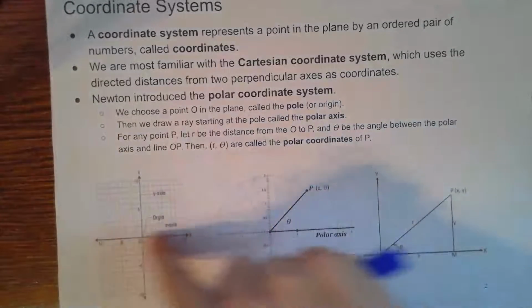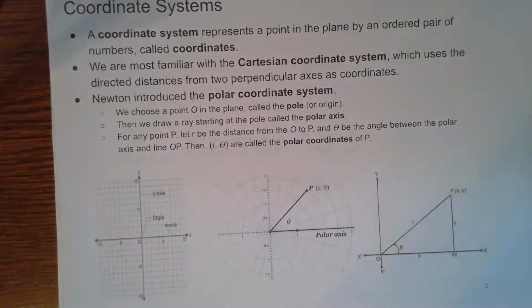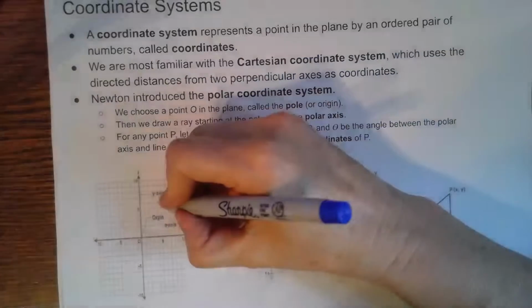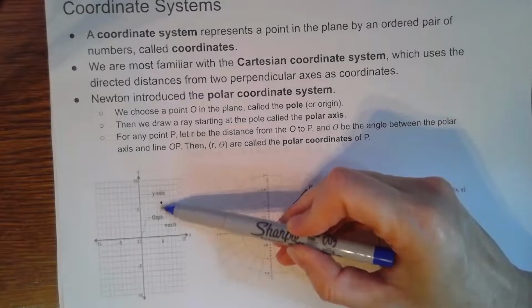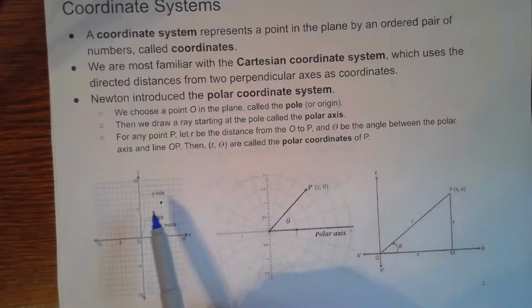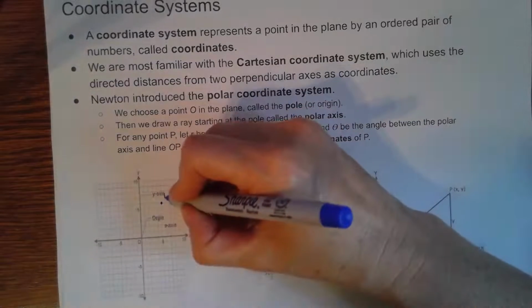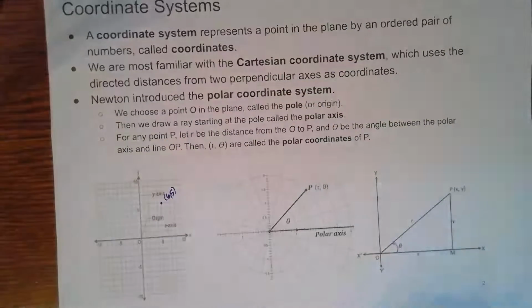I have these two perpendicular axes, and then if I have a point out here somewhere, the distance from the x-axis is 6, the distance from the y-axis is 5, and so we would call that (5, 6). Okay, and it's all based on the distance that that point is from those two axes. So that's the coordinate system that we're used to and that we use most often.